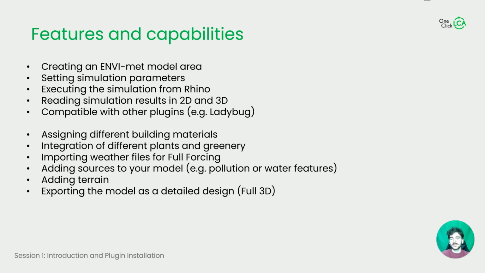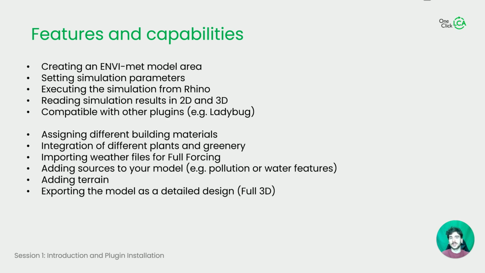materials. Then you can integrate a whole variety of different plants and greenery, so many trees, shrubs, grass, facade greening, wall greening, roof greening, of course, and also some agricultural plants. So many different options. Then you can import weather files for full forecasting. If you're unfamiliar with that, just wait for one of the next videos.